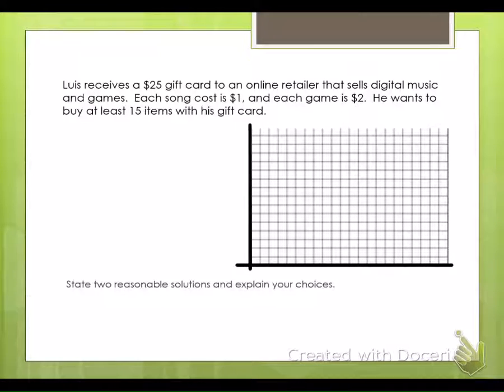We're not going to go below 0 on the x or the y because that would imply negative numbers in a contextual situation, which really does not make sense. All right, so from there, he wants to buy at least 15 items with his gift card. So we'll call them X and Y just so we know which one is which. So we have songs and games.